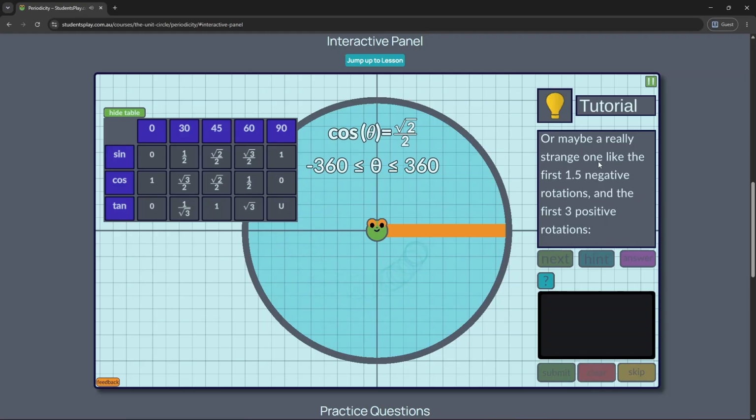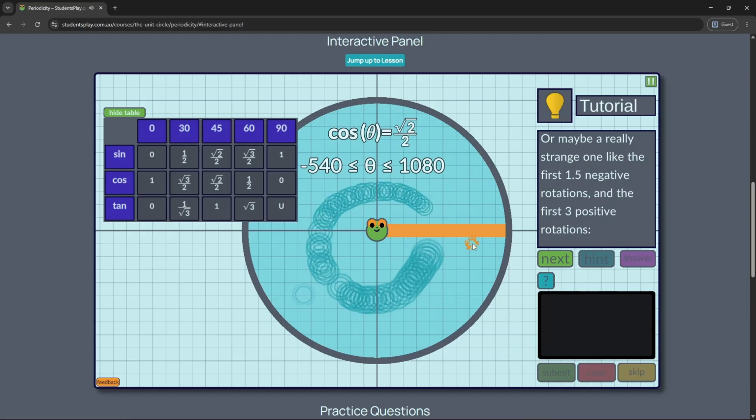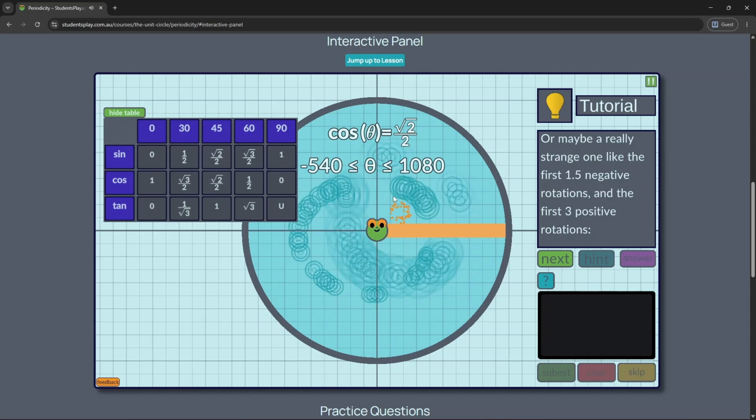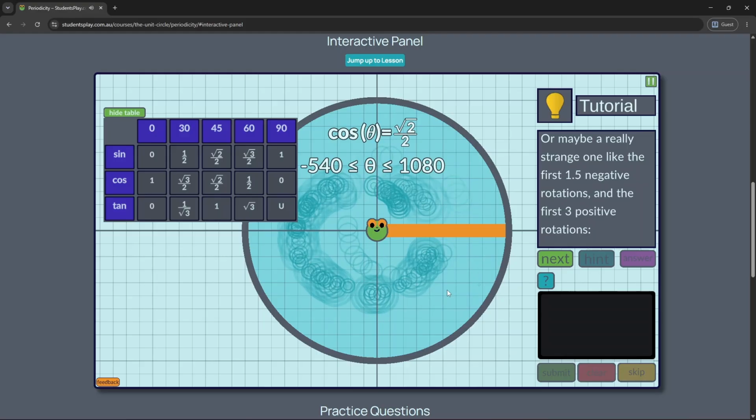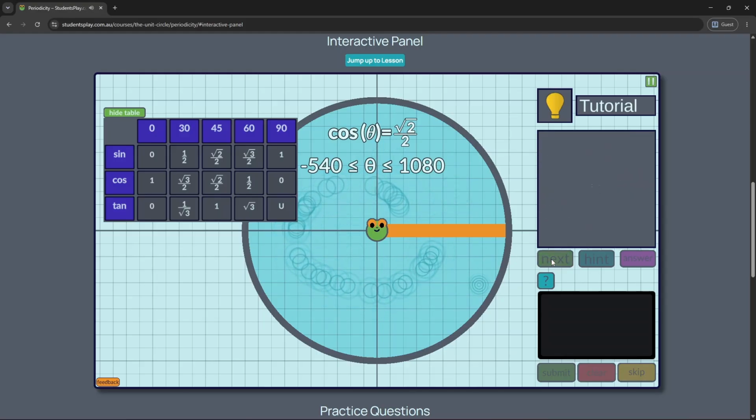Or maybe a really strange one, like the first 1.5 negative rotations and the first 3 positive rotations. So negative 540 would be negative 360, and then an extra 180. So anything that's within that. And then 1080 would be 360 positively, another 360 positively, and then another 360 positively. So anything that's within those, but nothing outside of those. This is called the domain.